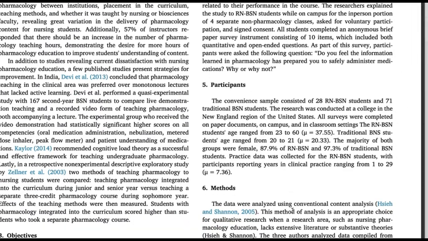Participants, when we're critiquing, we're always looking to see the number of participants in a study, and did the authors tell us whether that number was large enough or not? If not, was the number large enough?